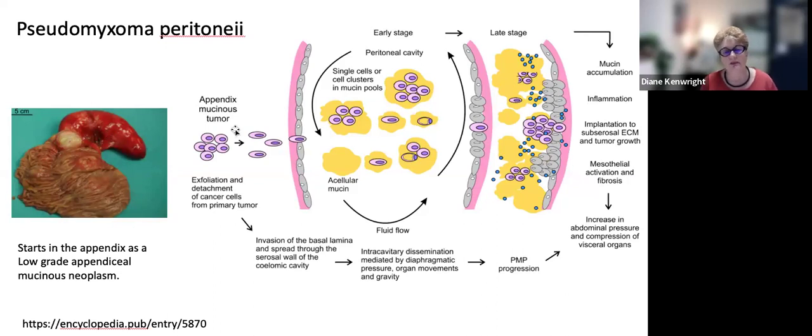So here we have the appendix mucinous tumor confined to the appendix. It's swollen and forms a little mucinous blob. Often these are discovered at appendicectomy. The cells spread through the wall of the appendix and go into the peritoneal cavity, where they proliferate, forming pools of mucin, and they stick to the sides of the abdominal wall. In late stage, they become much more pronounced, more cellular, and can form large blobs of this low-grade cancer tissue.